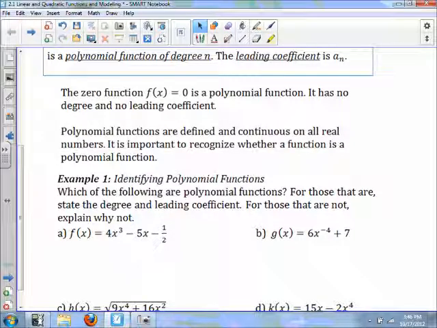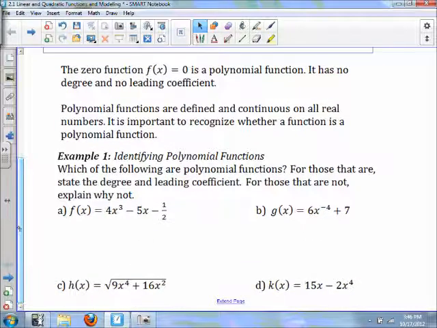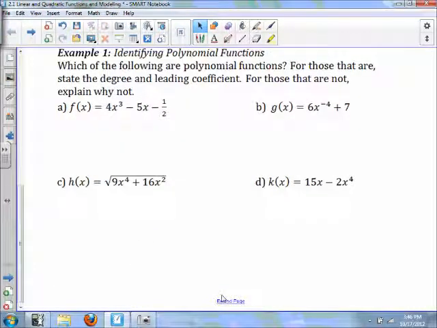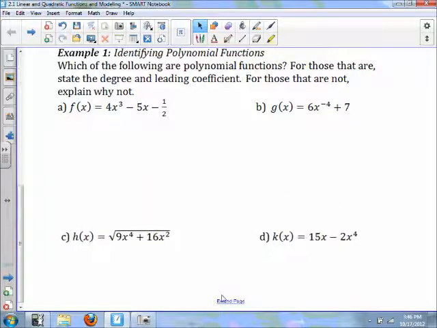Now, polynomial functions are defined and continuous on all real numbers. That's the big idea here. They are continuous, which means you do not have to lift your pencil. Now, it's important to recognize whether a function is a polynomial function or not. So that's what we're going to do in example 1. Now, which of the following are polynomial functions? For those that are, state the degree and leading coefficient. For those that aren't, explain why not.